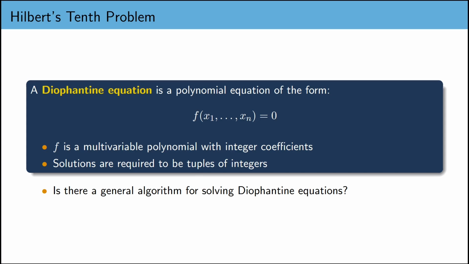Hilbert's 10th problem asks if there is some general algorithm for solving these, some computer program that we can feed a polynomial into, and it will definitely tell us if there is a solution or not. It's worth noting that the single variable case isn't very interesting. The rational root theorem gives us a set of possible roots to check, and that's it.